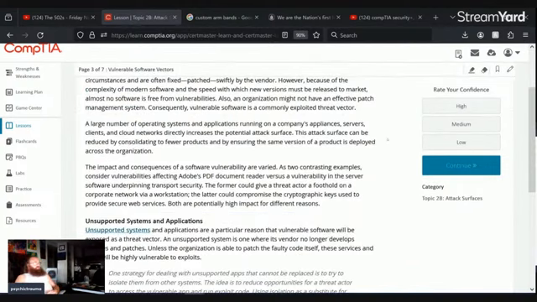The impact and consequences of a software vulnerability are varied. As two contrasting examples, consider vulnerabilities affecting Adobe's PDF document reader versus a vulnerability in the server software underpinning transport security. The former could give a threat actor a foothold on a corporate network via a workstation. The latter can compromise the cryptographic keys used to provide secure web services. Both are potentially high impact for different reasons.